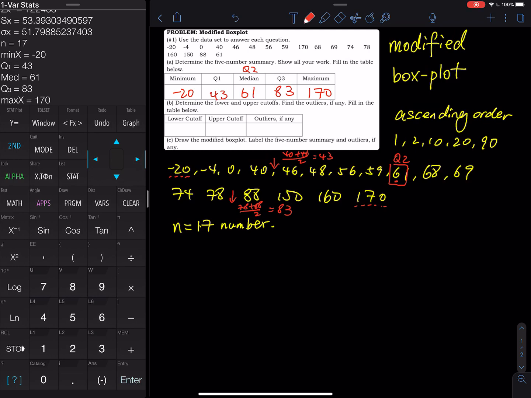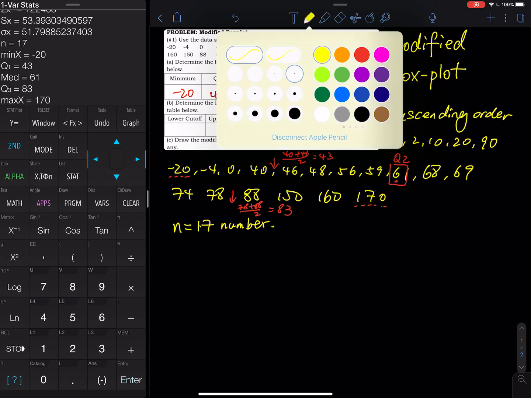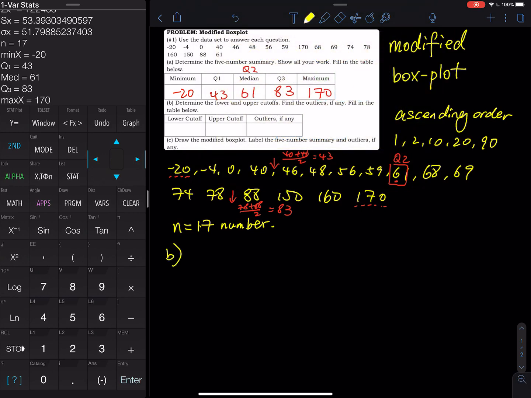And then to find the outliers, we have to prepare the lower cutoff and the upper cutoff. The calculator will not prepare that for you. All right, so let's do B. So B, to do the lower cutoff and upper cutoff, first I have to find the interquartile range, known as IQR. That is equal to Q3 minus Q1. So Q3 is 83 minus 43 equals 40.